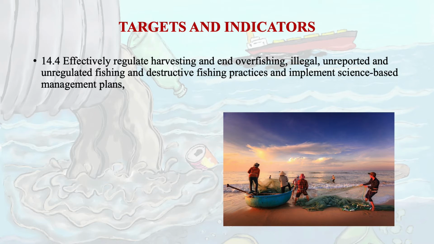Target number 4 talks about effectively regulating harvesting and ending overfishing, illegal, unreported and unregulated fishing, and destructive fishing practices, and implementing science-based management plans in order to restore fish stocks in the shortest time feasible, at least to levels that can produce maximum sustainable yield as determined by their biological characteristics. When we talk about ocean fisheries, over-harvesting is happening across the ocean, not only in freshwater ecosystems. We also see illegal, unreported, and unregulated fishing using different destructive fishing methods. We have to understand the biological characteristics to identify the maximum sustainable yield.